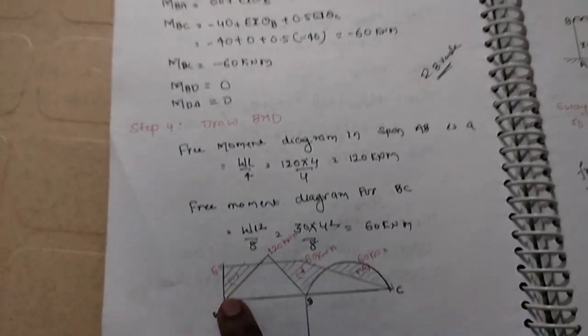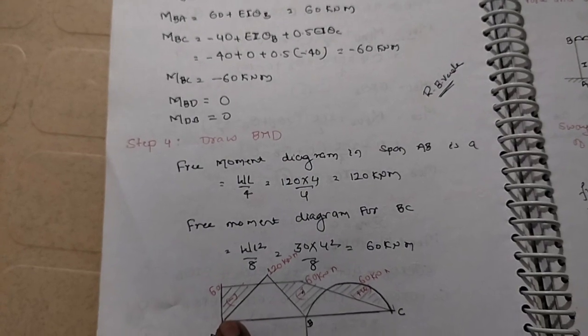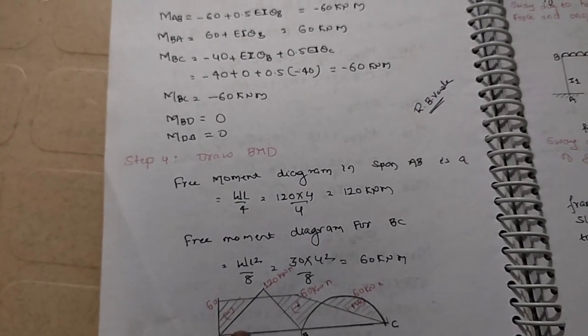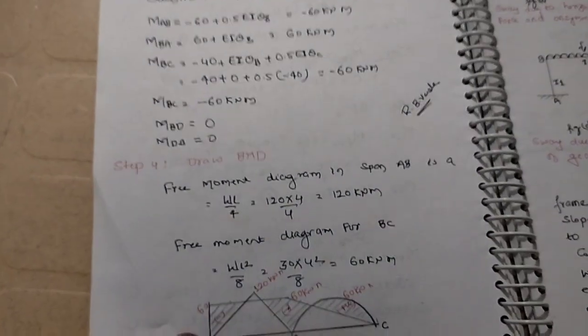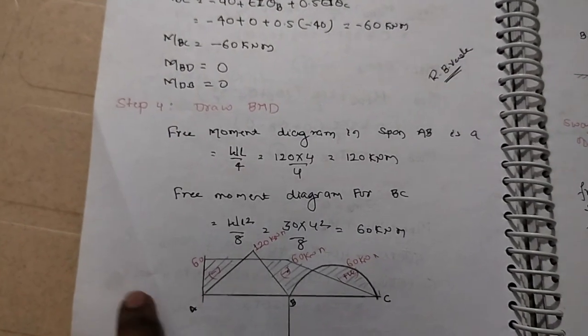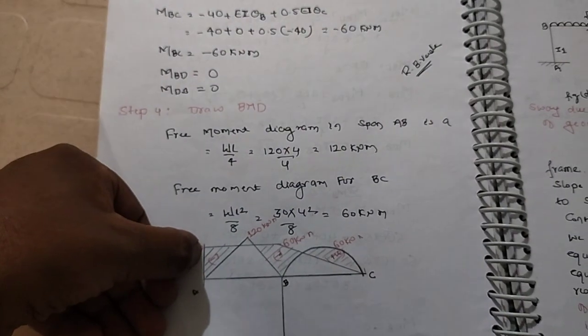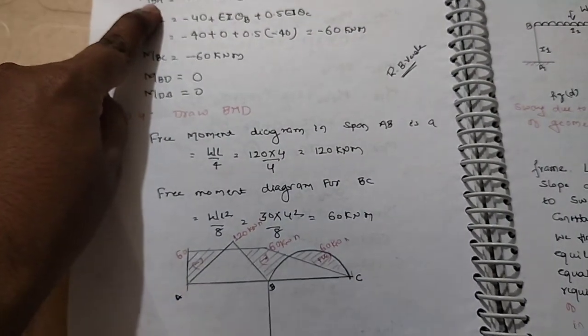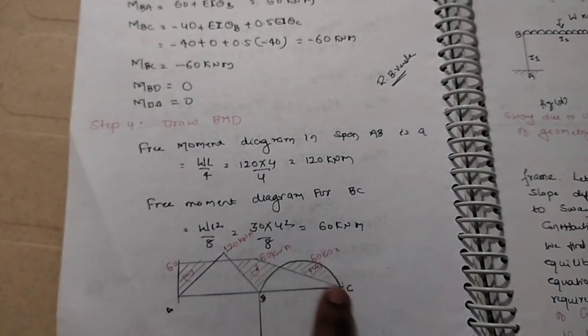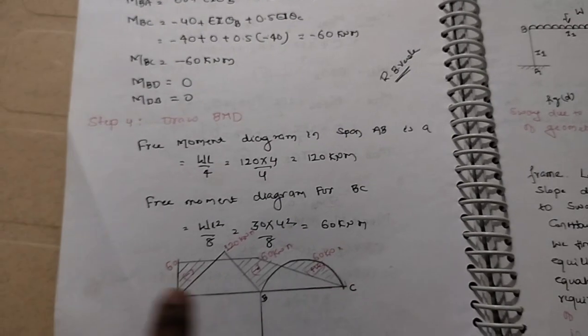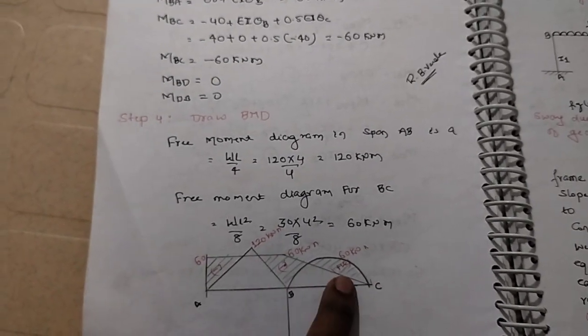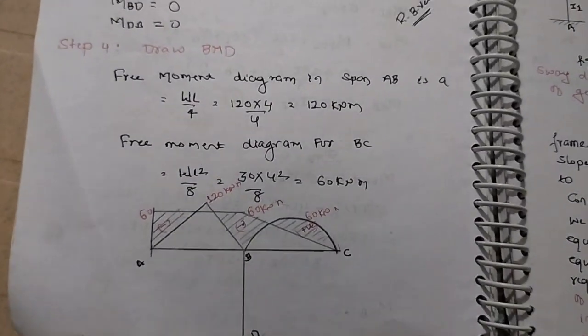Next, finally, you can draw the MAB. What is the value of MAB? MAB is 60, so 60 is marked here. Next, MBA, that is also 60. Finally, at this point, the value will be 0. This is the final bending moment diagram. So this is the way we are going to solve the problem.